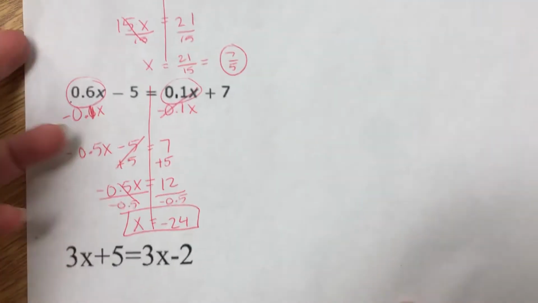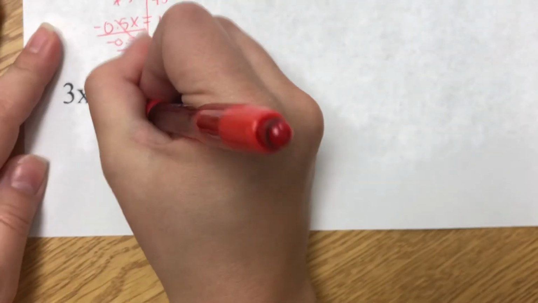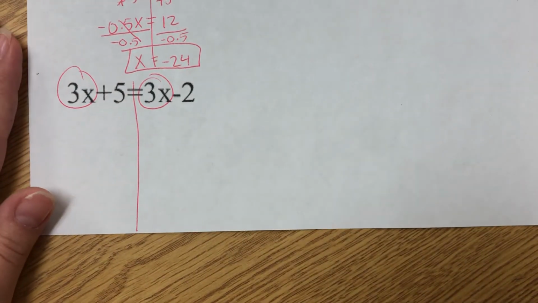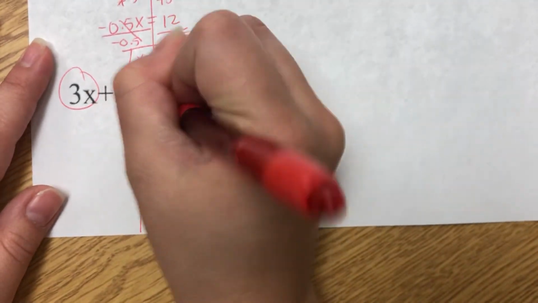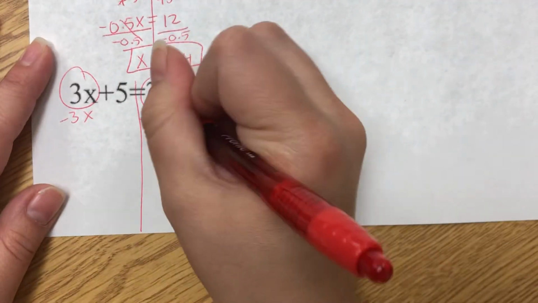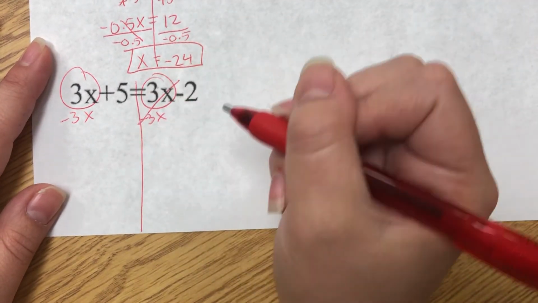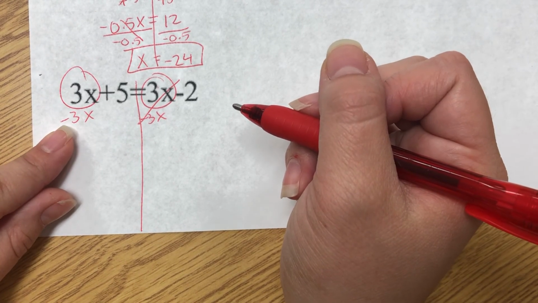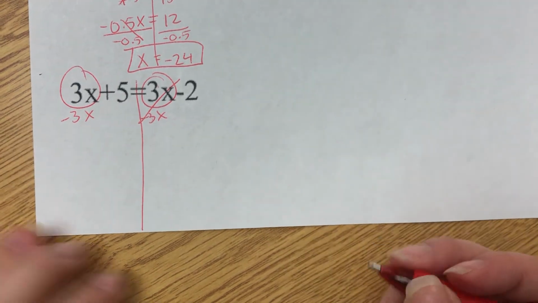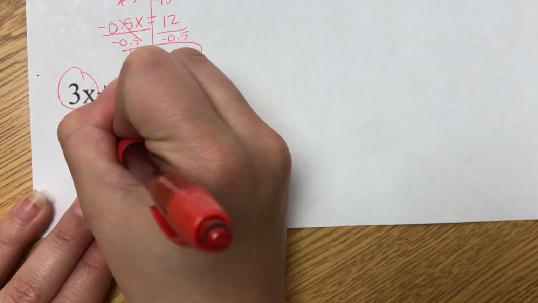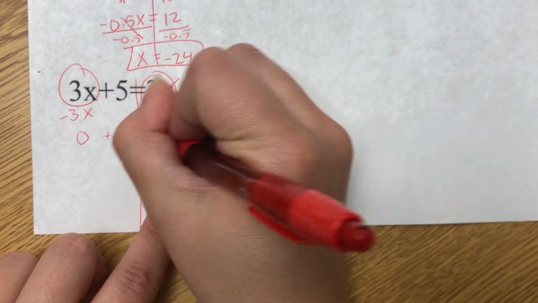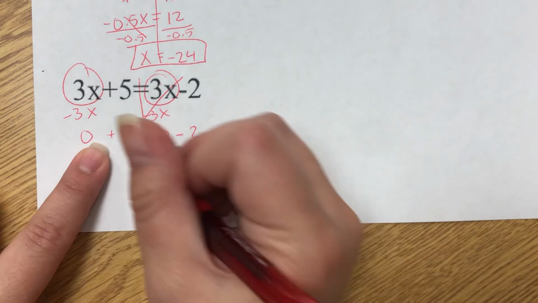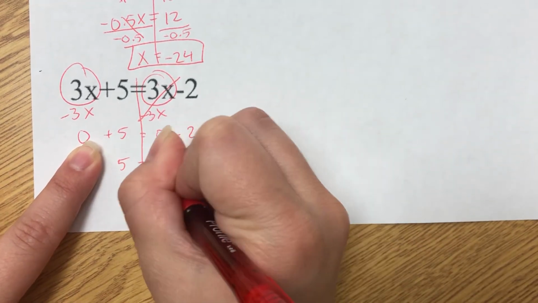Okay, last but not least, one more equation that looks a lot similar, but something's going to happen here. Let's put these two together. Let's move this 3x to this side. Take that away, because 3 minus 3 is nothing. But 3 minus 3 is also nothing. Technically, if I want to be technical, it equals 0, which is 0 plus 5. That also equals 0 minus 2, which leaves us 5 equals negative 2.